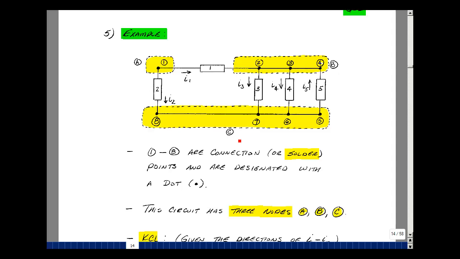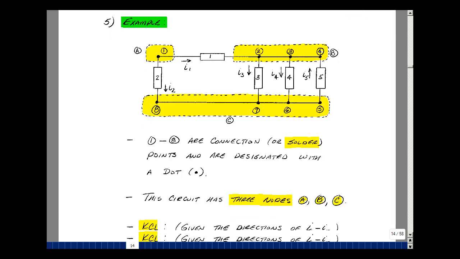Let's do node C. What's entering the node is I2, I3, I4, and what's leaving is I5. I2 plus I3 plus I4 equals I5. And that's how you do Kirchhoff's current law. The currents that enter the node equal the currents that leave the node.